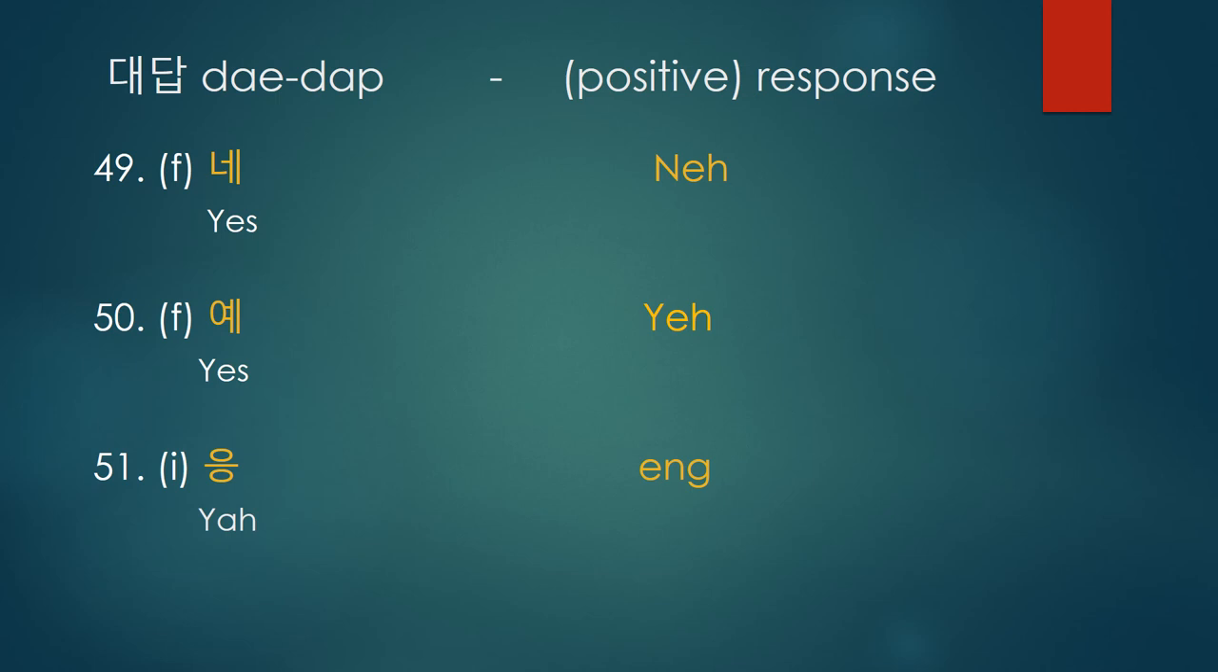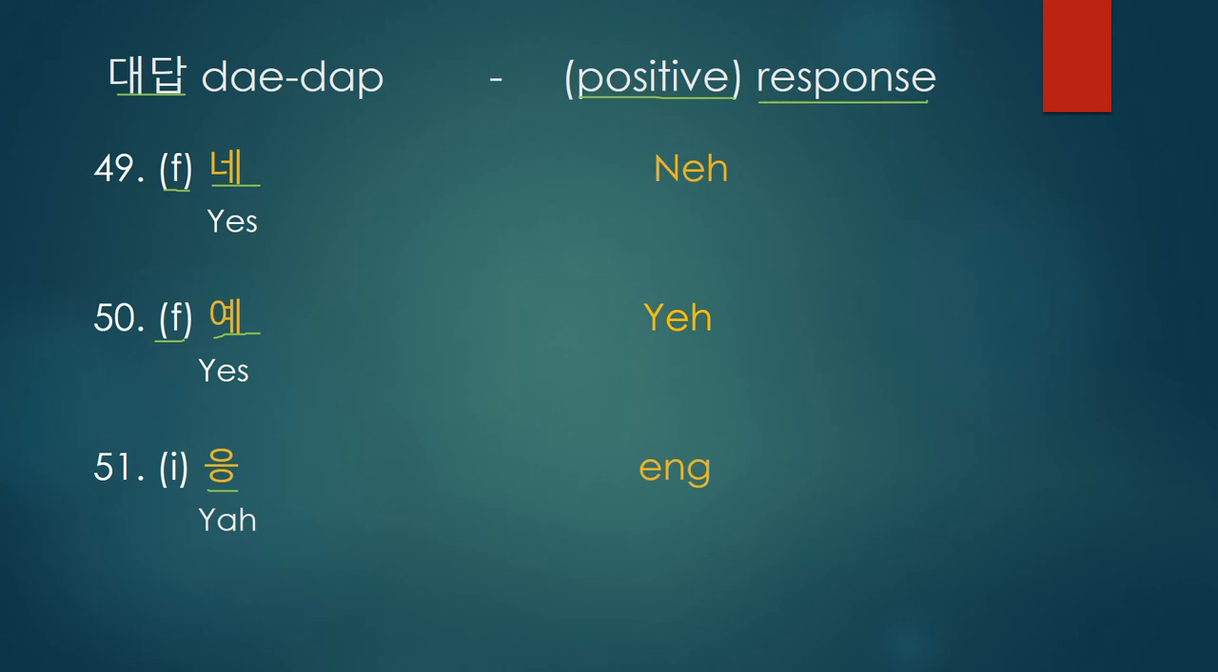Now is the time to learn basic expressions of all sorts of languages. It's about the response. This phase is about positive response. Response means 대답. Verb form is 대답하다. Formal: 네, 예. Yes, yeah. And informal is 응. I'll show you the examples. 네, 그렇습니다. Yes, it is. 예, 그렇습니다.